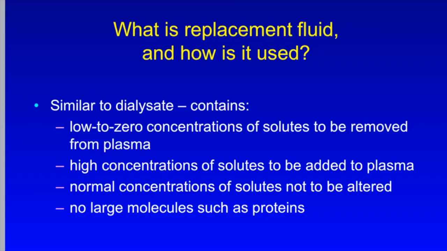Replacement fluid is essentially the same as dialysate, containing little or none of the solutes to be removed from the patient's blood, such as creatinine, urea, phosphate, and potassium, larger amounts of solutes to be added from the fluid to the patient's blood, such as bicarbonate, and normal concentrations of solutes that usually do not change much during dialysis, such as sodium, chloride, and calcium. And of course, there are no proteins or big molecules.